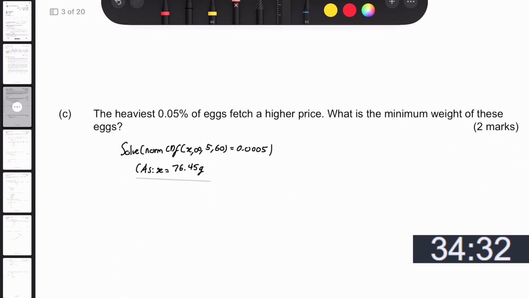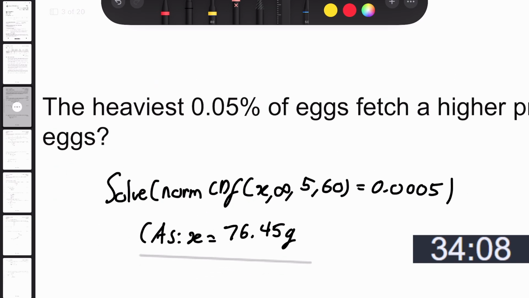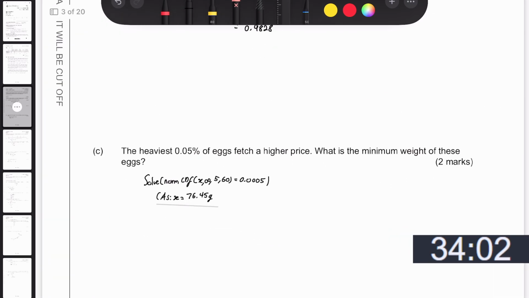Eggs in the heaviest class fetch a higher price. What's the minimum weight of these? Let's try it the other way: inverse normal CDF. The heaviest fetch a higher price, so going up to the right, I'm going to have 0.0005. Divide by 100, I've got to add 2 zeros. So yeah, mean is 60, 76.45.